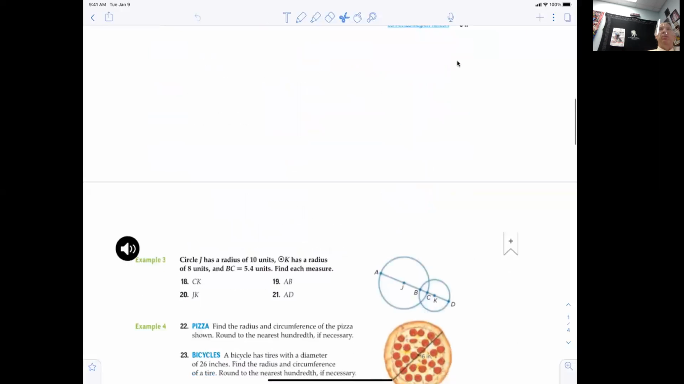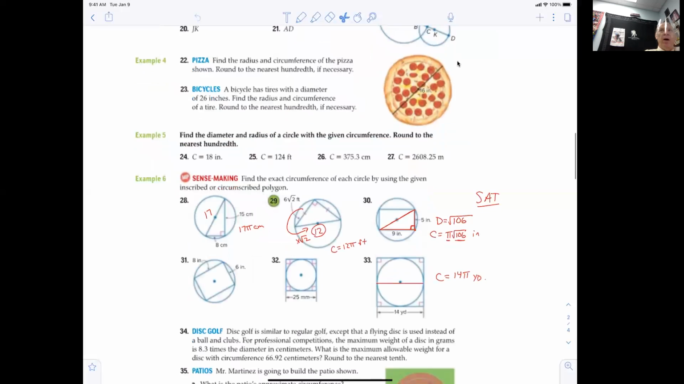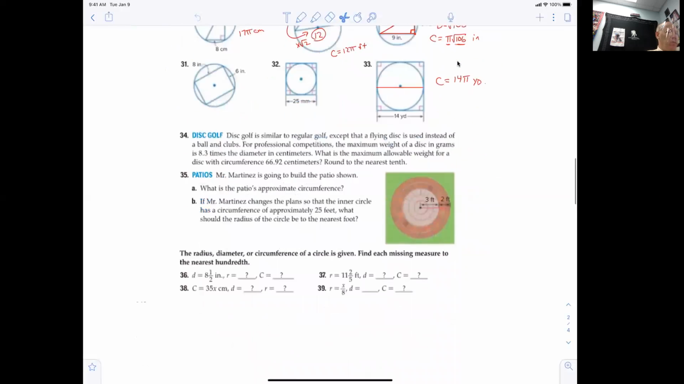Again, I tried to explain to you guys that this particular topic is important because it's on the SATs a lot and it's on the ACTs a lot. So this section, again, concentrate. I don't think it's hard. We said yesterday it's all about formulas. You have to understand the formulas. Just plug in numbers. So let's look at 35.